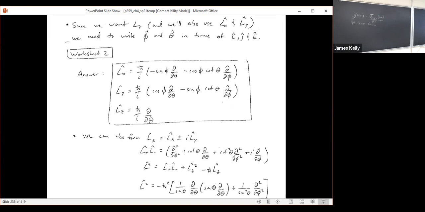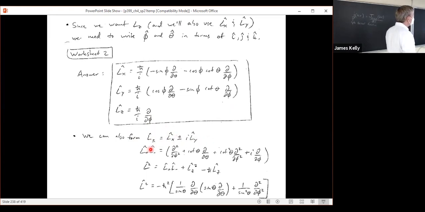Once we have Lx, Ly, and Lz as explicit differential operators, then we can get all the other operators that we formed out of it. So we can get L plus, we can get L minus, just by taking Lx plus i Ly and minus.